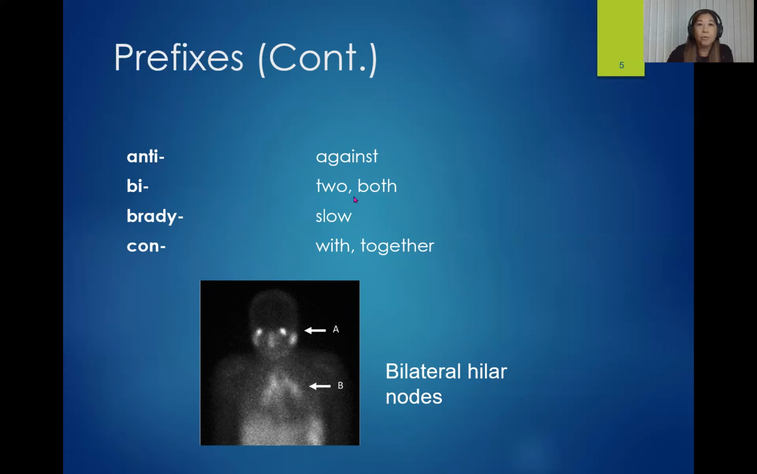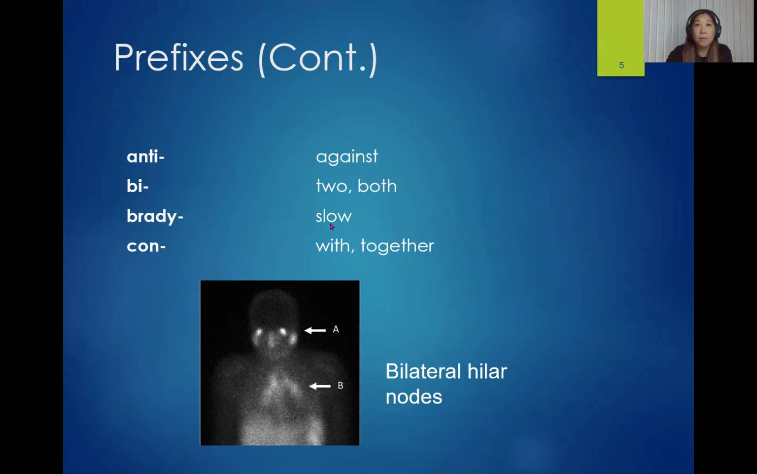Bi means two or both, right? So bilateral, meaning pertaining to both sides. The term bicycle, right, has two wheels. So as we're going through, if you can think of common words that you already know the meanings to, then that could be helpful sometimes when you're trying to remember what the prefix means.